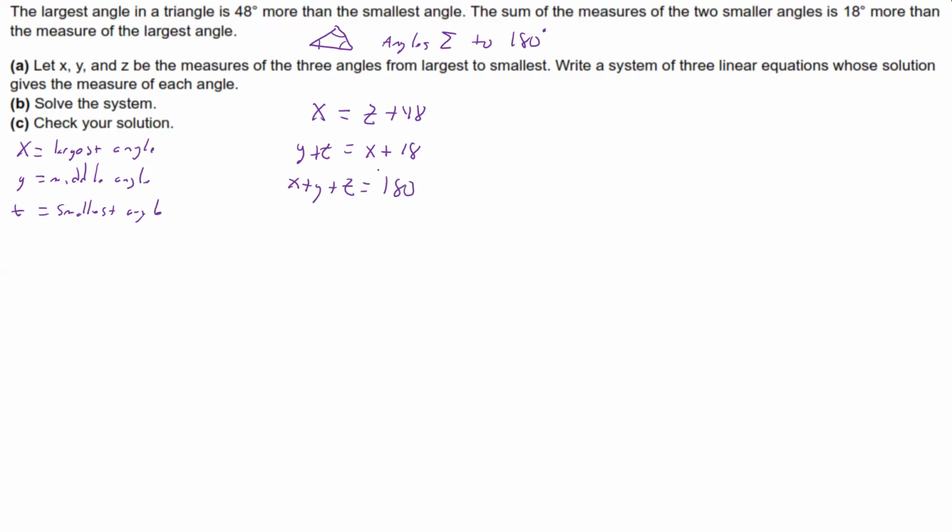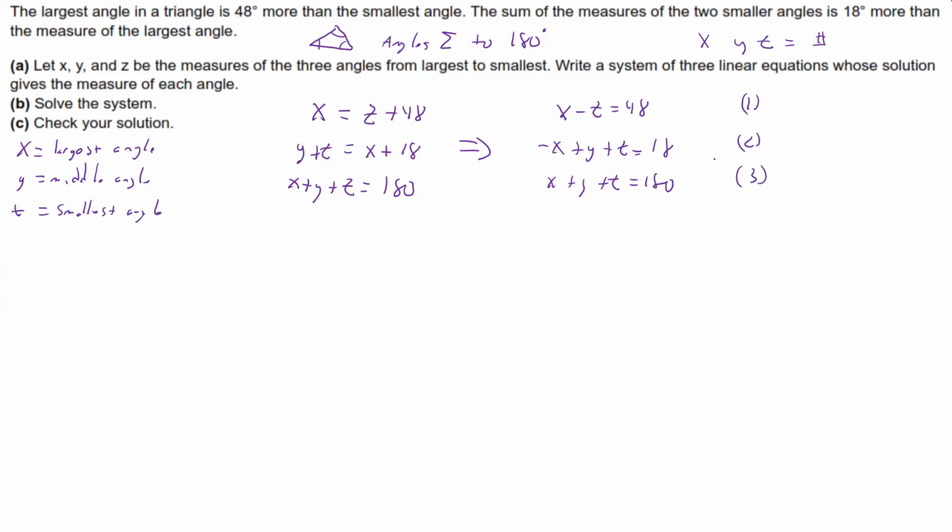Now, are these written in a form that we can use them? Not really. So we're going to have to transform this into something where it's X, Y, Z equals some number. Okay, so we're going to have to subtract the Z here. So we're going to have X minus Z equals 48. Here we have to take the X over here, so we have a minus X plus Y plus Z equals 18. And this one's okay. X plus Y plus Z equals 180. And so that's my equation one, that's my equation two, and that's my equation three.